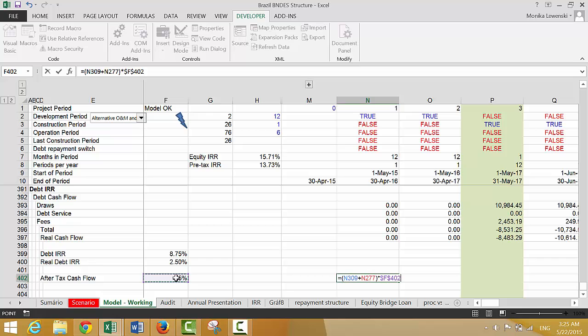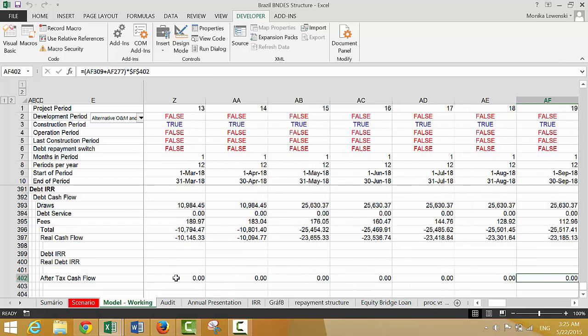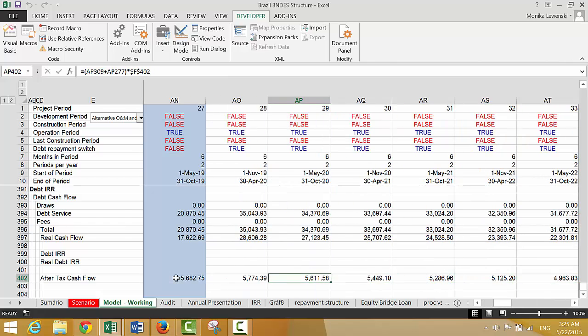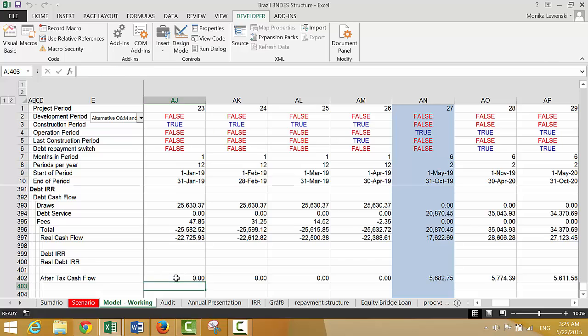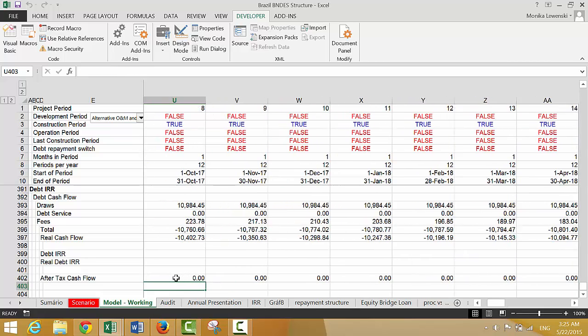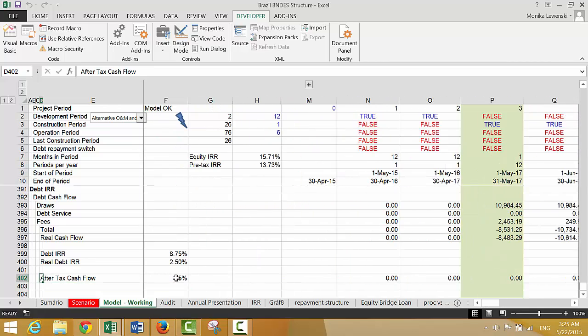if we have this, I'm doing this without the equity bridge loan effect. Why? Okay, so this is the tax shield from the debt, and then we can have after-tax debt cash flows.